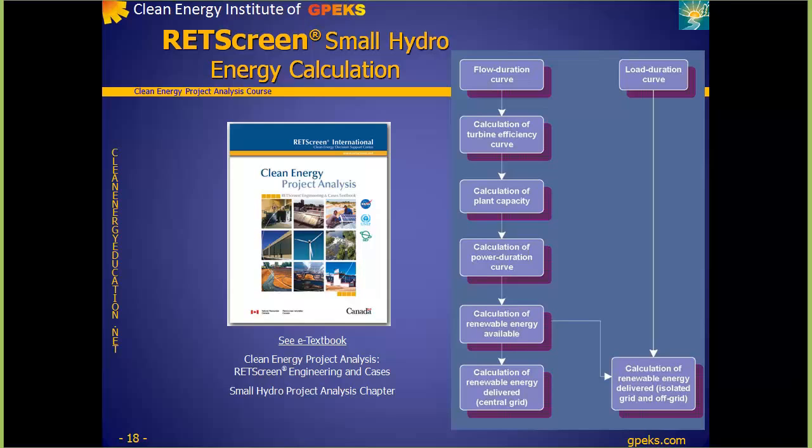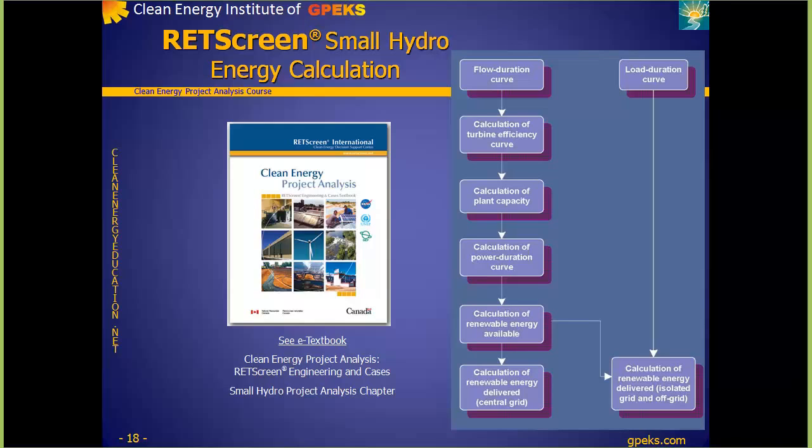This calculation uses the net head, that is, the difference in elevation between the surface of the water above the intake and the turbine, minus hydraulic losses caused by resistance to water flow in the passages between the intake and the turbine. The plant capacity is simply the power output, as found from this equation, with the flow rate set to the design flow rate.